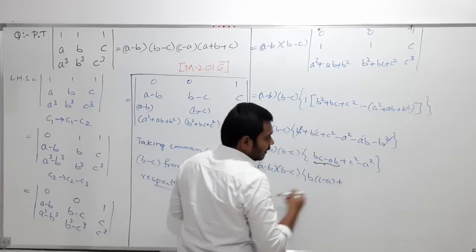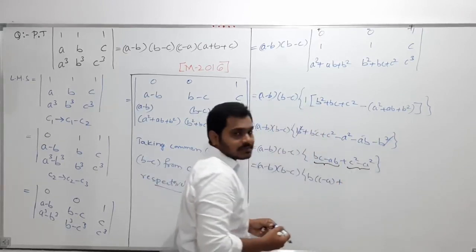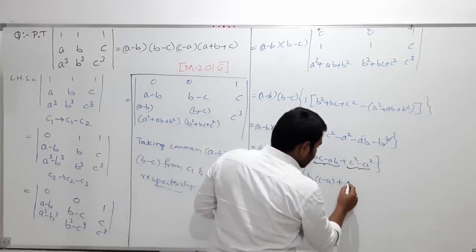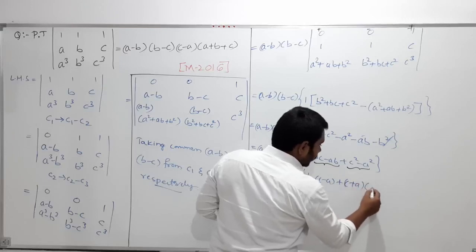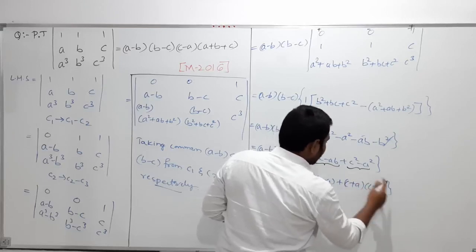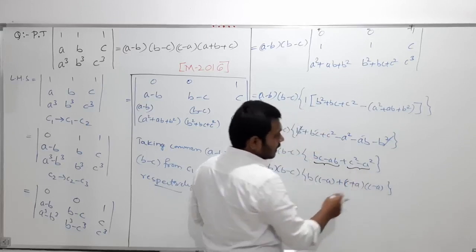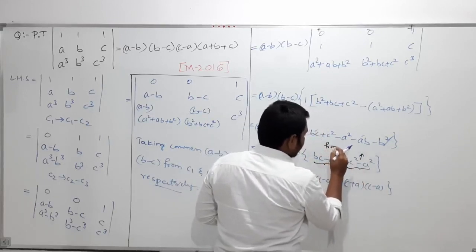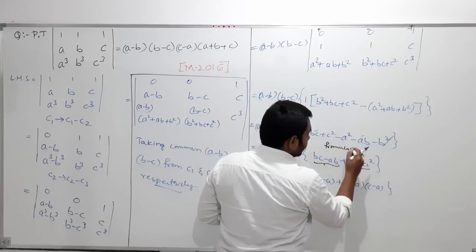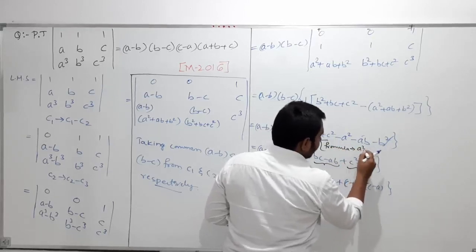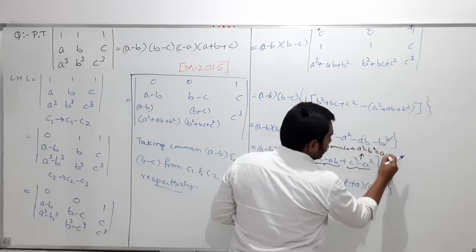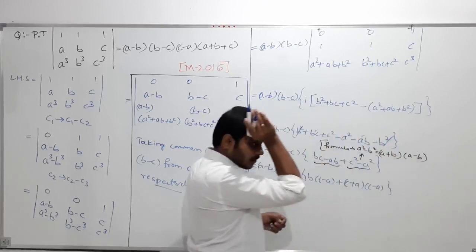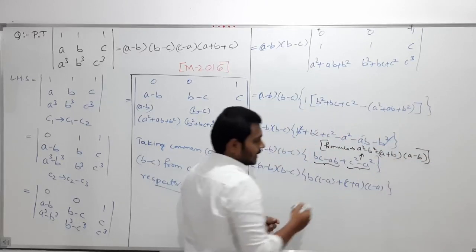Next plus, again we can use the formula a square minus b square. We know that the formula a square minus b square is a plus b into a minus b. So c square minus a square is c plus a into c minus a. This is the formula we have. What is the formula we have? a square minus b square is equal to a plus b into a minus b. This formula I have applied here.